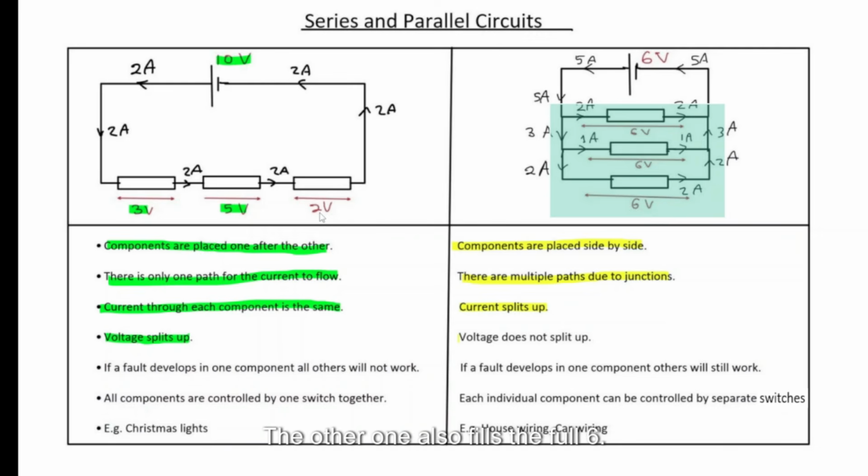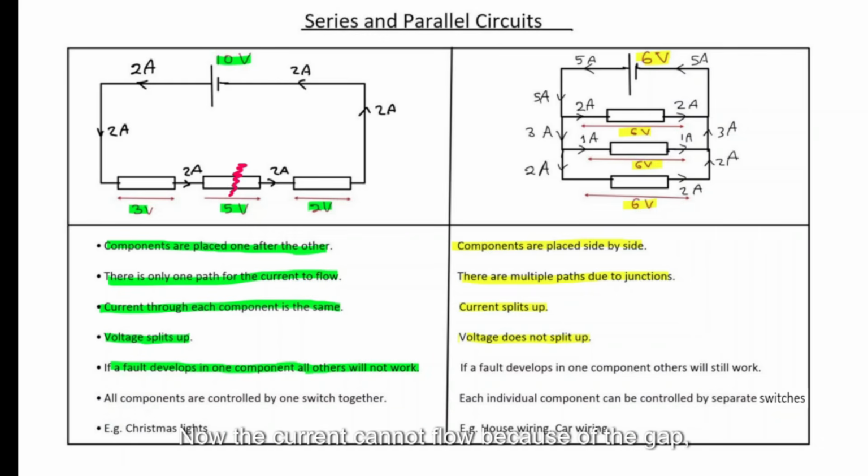The other one also fills the full 6. If a fault develops in one component in a series circuit, all others will not work. Now imagine if this one broke for some reason. There is no path for the current to go. Now the current cannot flow because of the gap, so everything else will also stop working.